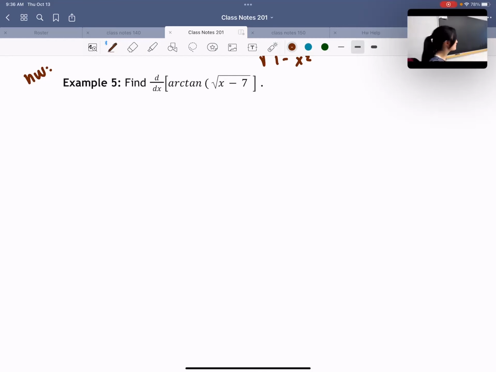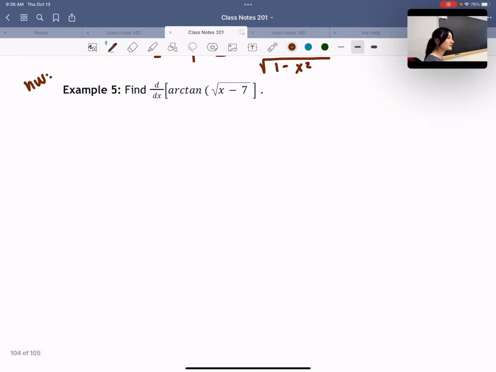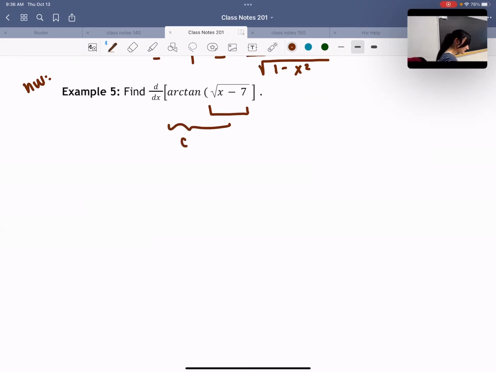Okay, so we have arctan of the square root of x minus 7. Okay, what rule do you think I'm going to use here? Chain rule, because I have square root of x minus 7 and I have arctan. So this is definitely the chain rule here. Okay, but then if I look at the square root of x minus 7, I can't do that derivative in my head, right? What rule am I using for this? The chain rule, right? So now what I have is a derivative where I'm using the chain rule, but then in order to do the chain rule, I also have to do the chain rule.